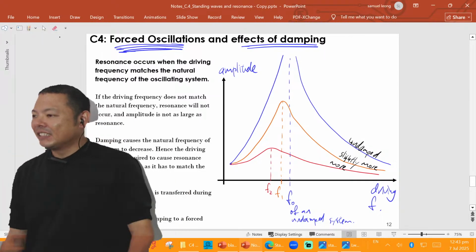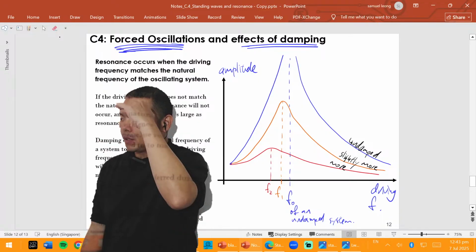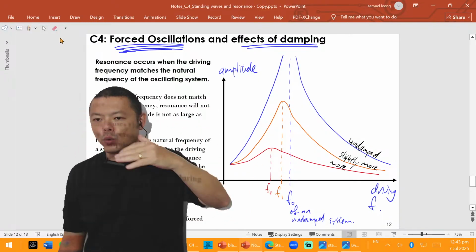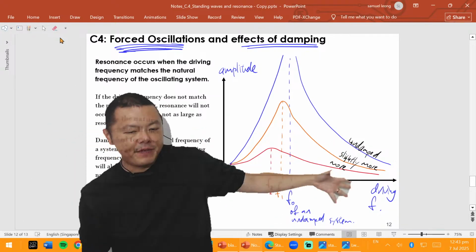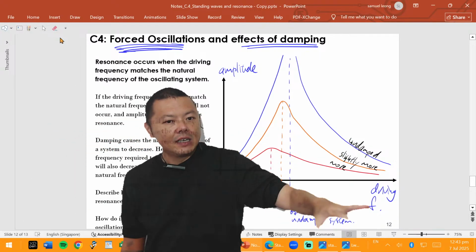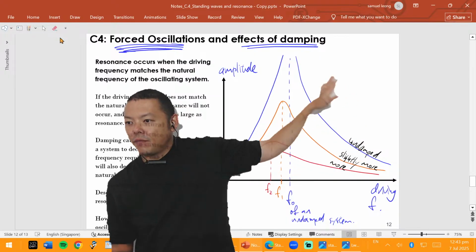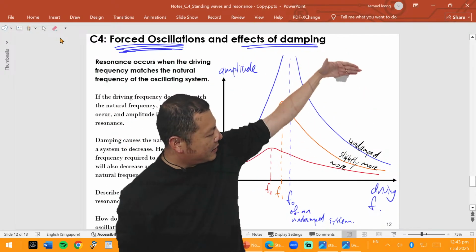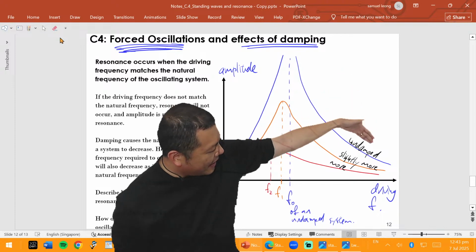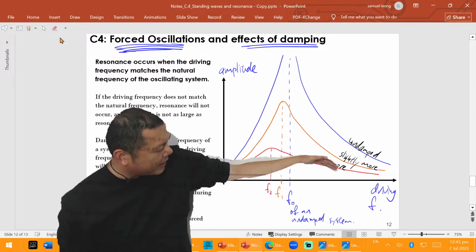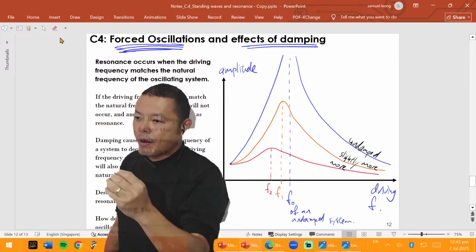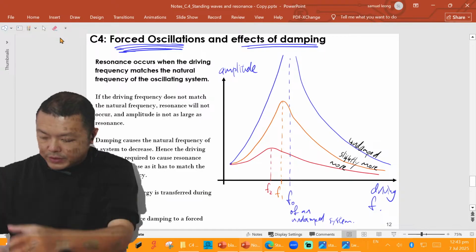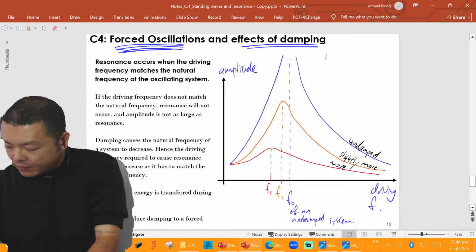Okay, there are no specific words for the damping for forced oscillation. So we don't say critical damping or heavy damping or light damping. Basically for forced oscillations, you just see undamped, then more damping, then even more damping, right? What's more important is what happens to the characteristic of the graph. So what do you notice? What's the first thing you notice?